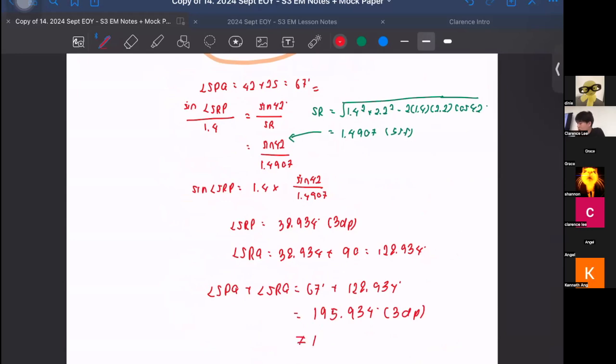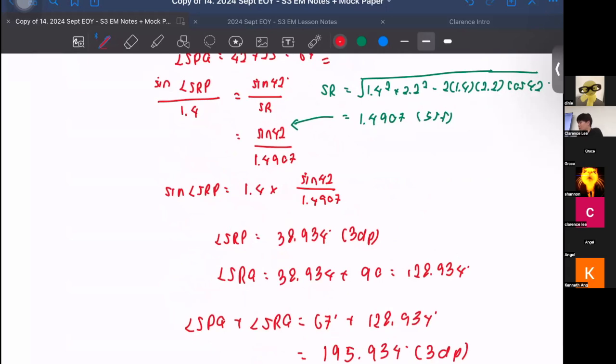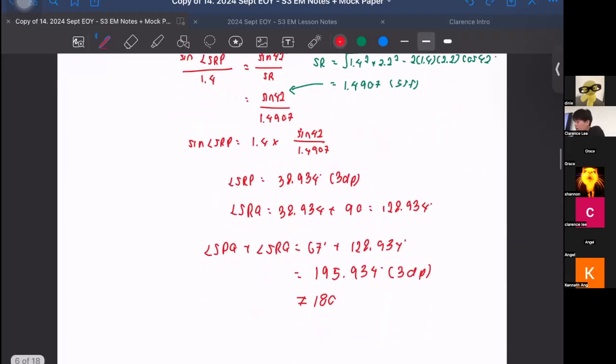Since this is not equal to 180 degrees, it does not exhibit what we call angles in opposite segments. If they truly lie on the circumference of a circle, they will be able to satisfy angles in opposite segments. Since they don't, it means they don't lie on the circumference of the circle, therefore not possible. Not possible since angle SPQ and angle SRQ are not angles in opposite segments.